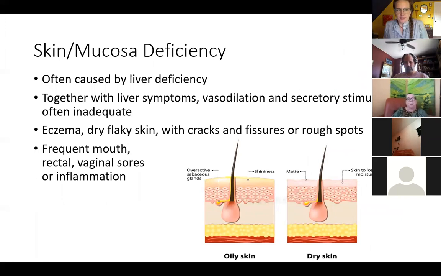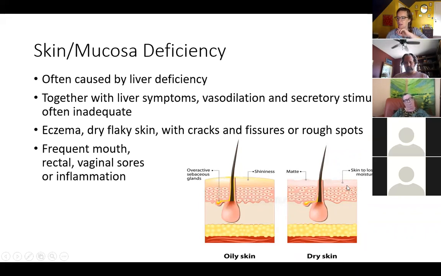Skin and mucosa deficiency. This is interesting. Often caused by liver deficiency, because usually when the liver is overloaded, where does it dump its next biggest problem? Onto the skin. Together with liver symptoms, vasodilation and secretions stimulation is often inadequate. So this causes dryness, eczema, dry flaky skin with cracks and fissures or rough spots. You lose the shininess, like in this picture. With dry skin, you have more of a matte, scratchiness that loses its moisture.